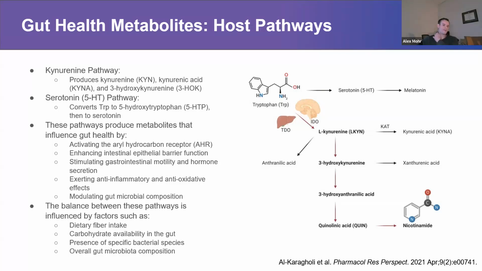So the way to really balance these levels is ensuring adequate fiber intake, different types of carbohydrates that are what we call microbially accessible. So they reach the gut and the bacteria there can work on them and produce beneficial metabolites. Also, we want to make sure that we have the presence of specific bacterial species, which we'll get into a little bit later, and have a balanced microbial composition.